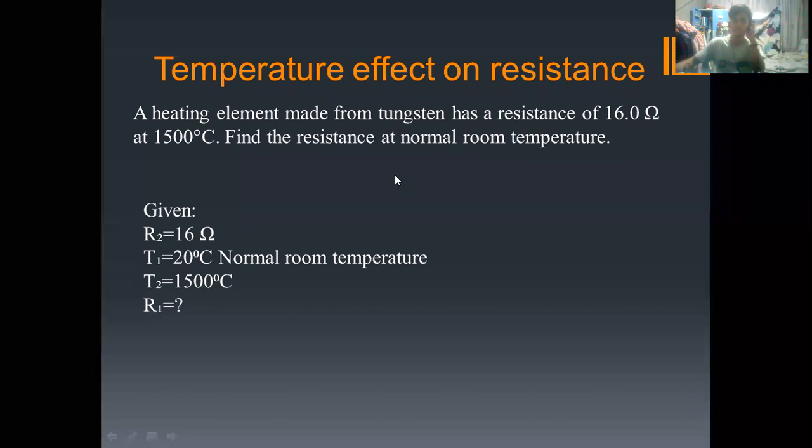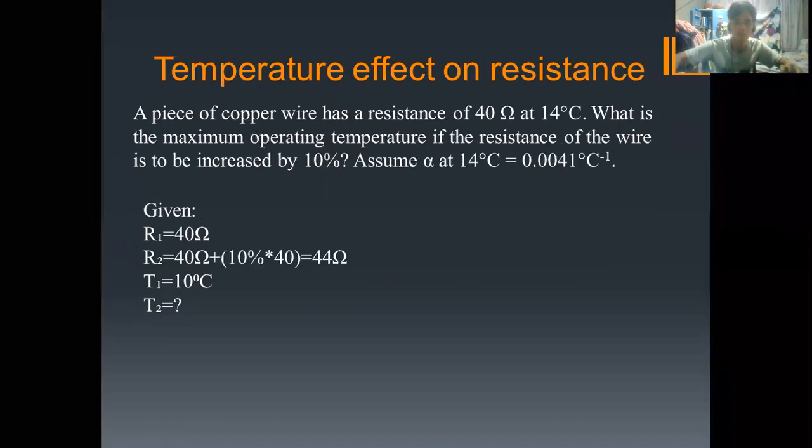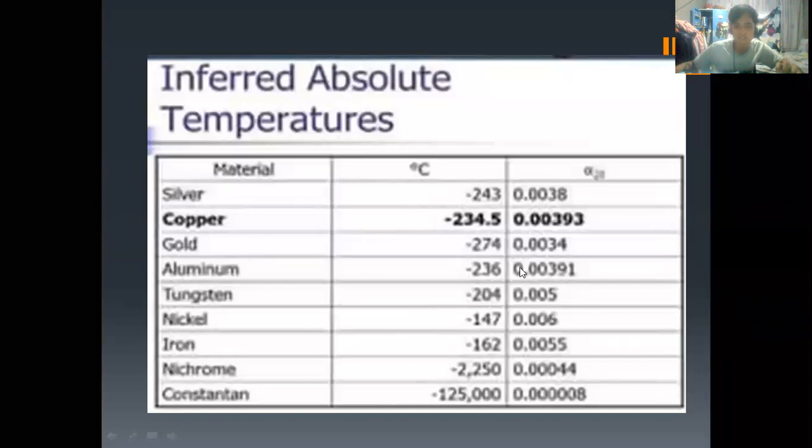Next natin. A heating element made from tungsten has a resistance of 16 ohms at 1,500 degrees centigrade. Find the resistance at normal room temperature. Normal room temperature natin, kanina, 20 degrees centigrade. So, ayun. Tungsten natin kukunin yun. Dito natin ginuha yun.